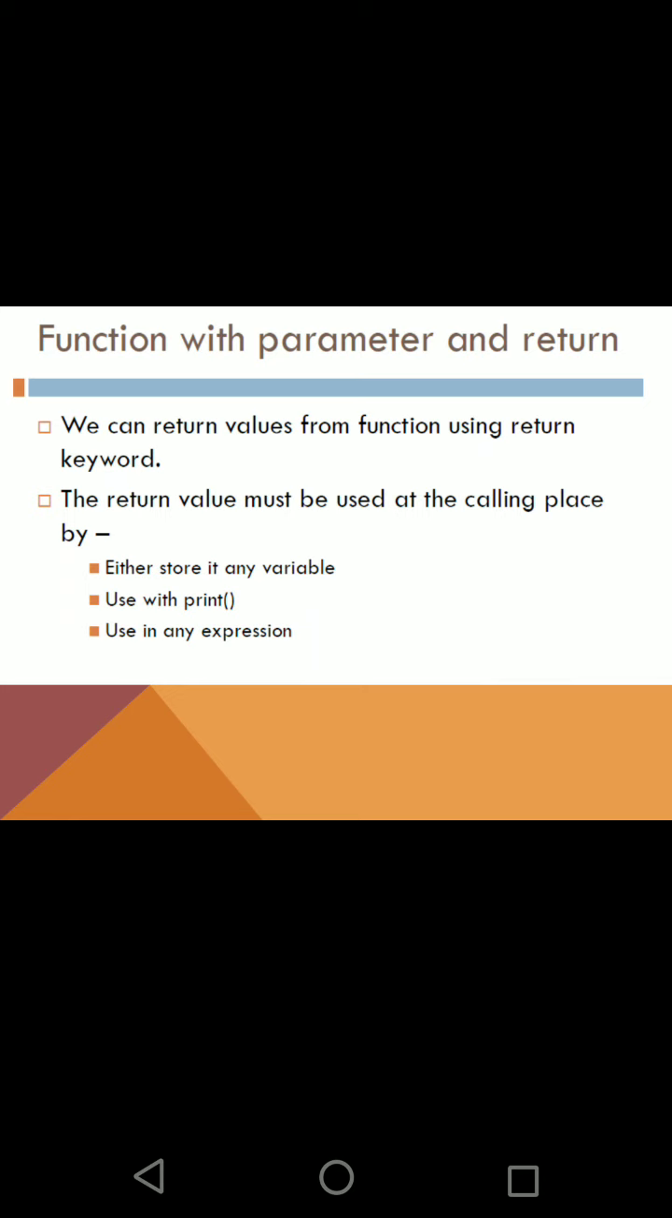Now, function with parameters and return value. We can have return values from a function using the return keyword. The return values are used in the main function. Either it can be stored in a variable, or used with a print statement, or used in any expression. So we can see how these return values are used in the main function with the help of these examples.